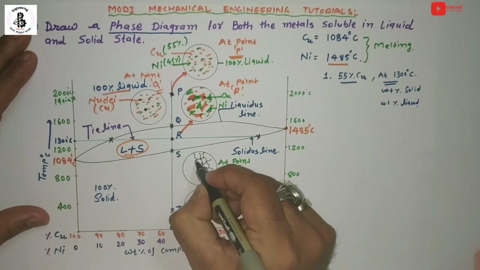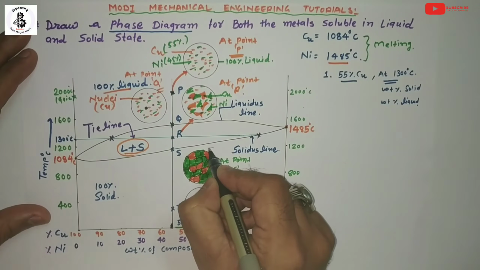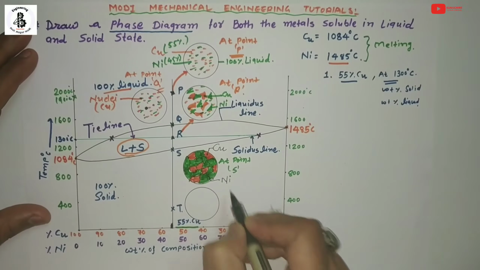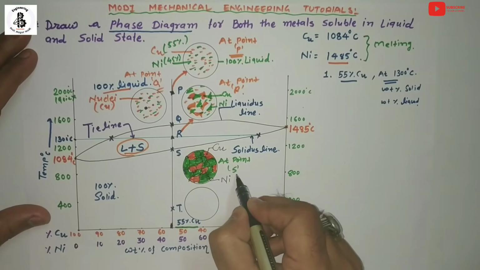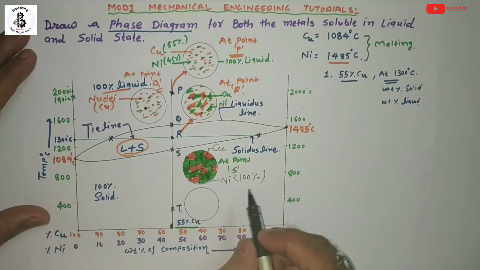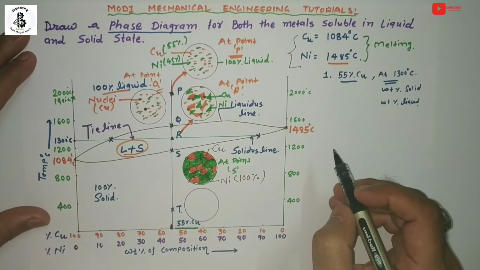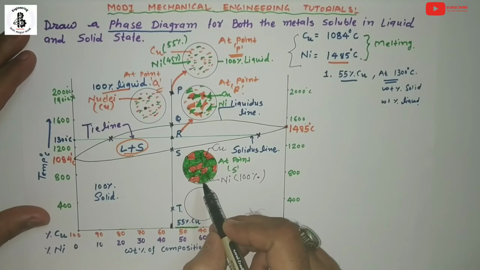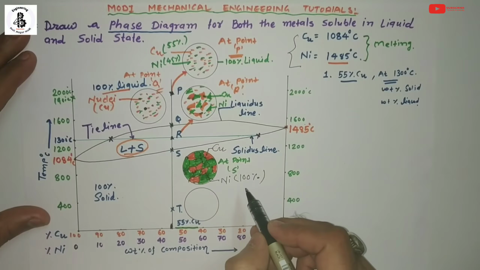So just you can see, this orange color structure will indicate copper, and this green will indicate nickel. It forms a 100% solid. Just note down, 100% solid of copper and nickel alloy. This is the case of both metals, copper and nickel, which have 100% solubility in liquid and solid state. So after the solidification process, it forms a single solid of the copper and nickel alloy.